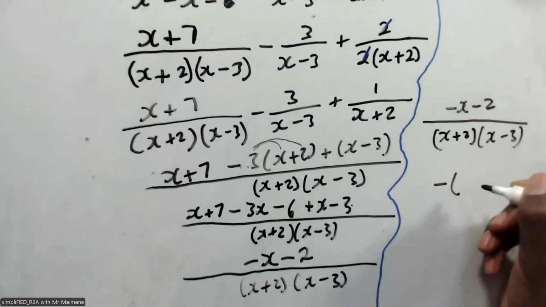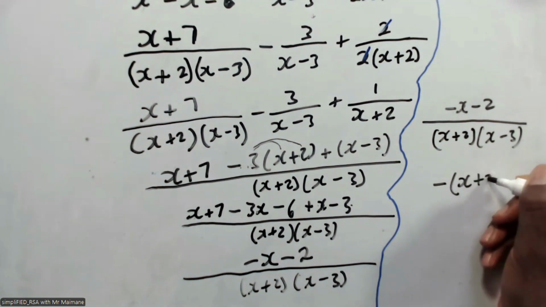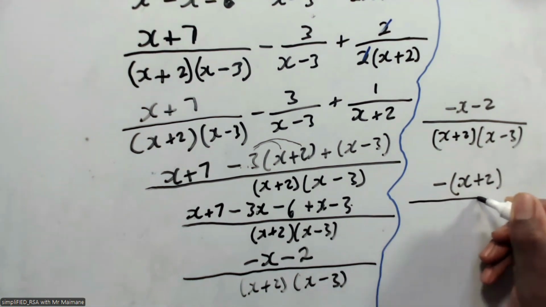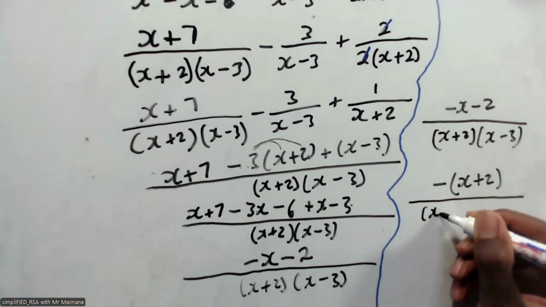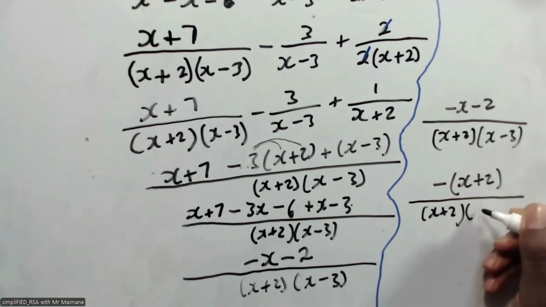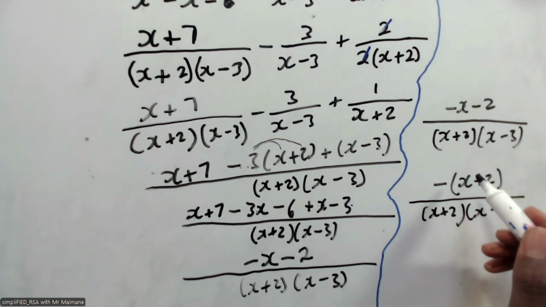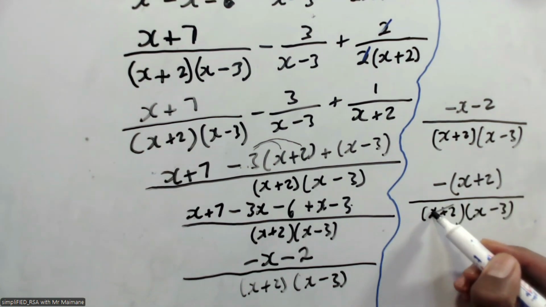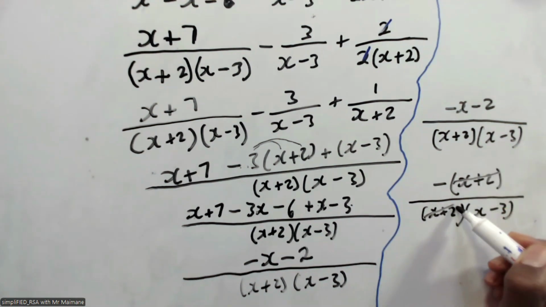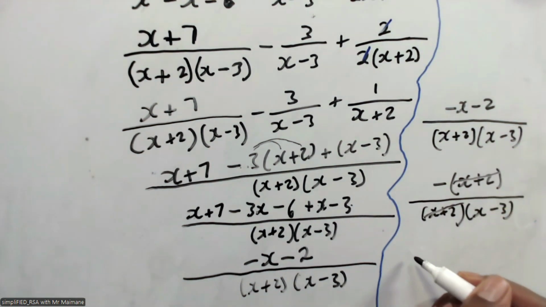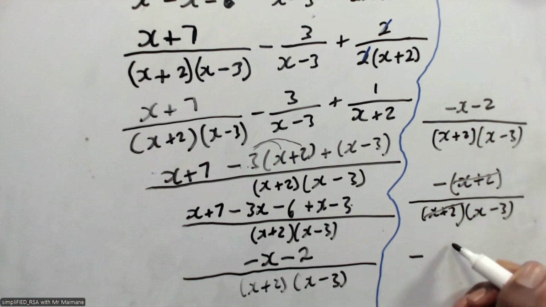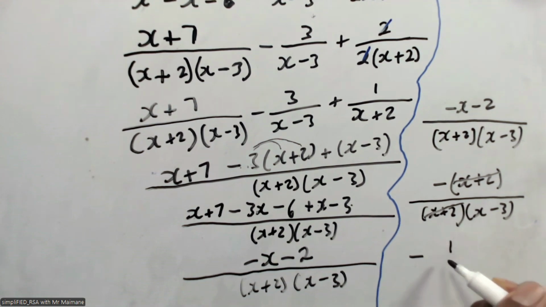If I take out -1, it means I'll be left with x plus 2 inside there over x plus 2 into x minus 3. Now, you can tell that the x plus 2, obviously, this and that will cancel because they are common terms. Then my final answer of the simplest form would be -1 over x minus 3. That would be my final answer for that.